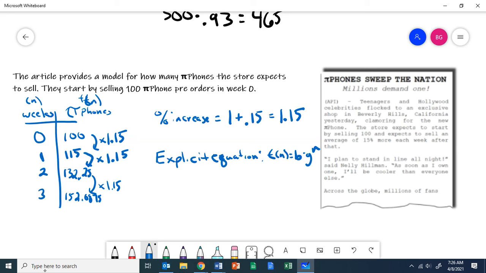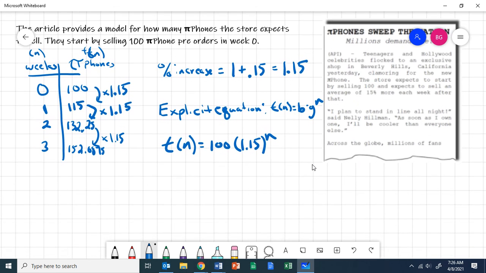Okay, so we should have had T of N equals, our B is our starting value. We started with 100 pre-orders, so that's our 0 term. So we're going to put 100 times our growth. That's our common multiplier. That is 1.15. And then it's going to be to the nth. Now let's do one more question here.